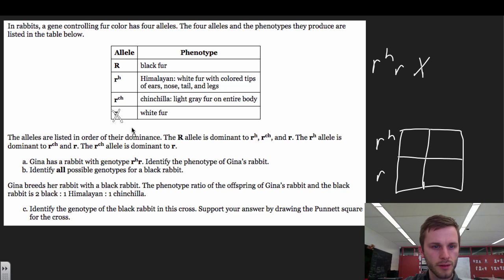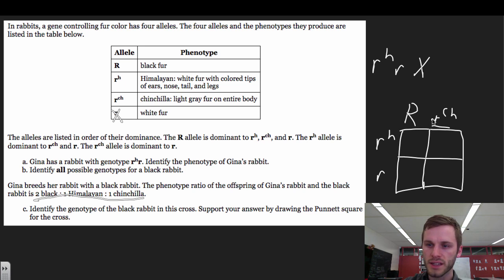Next thing I want to figure out, I know that the black rabbit is going to have at least 1 big R because that's what makes it black. So I know that's one of the alleles for the black rabbit. Now I just have to figure out what this final spot is to make these 3 genotypes. Let's see here. So RH, RCH. Since one of them is actually chinchilla, that means that this must be chinchilla right here.